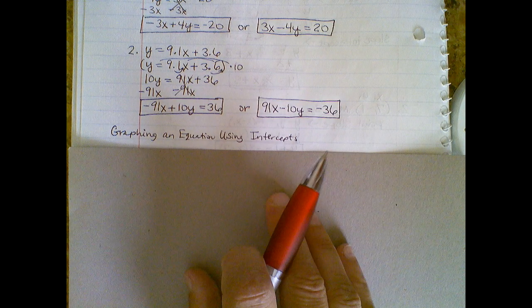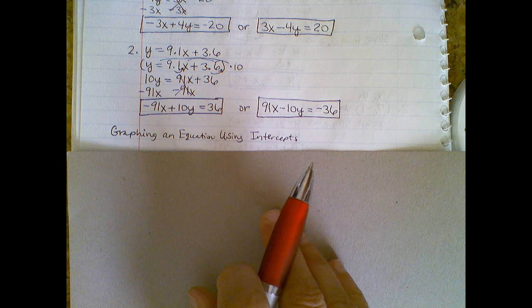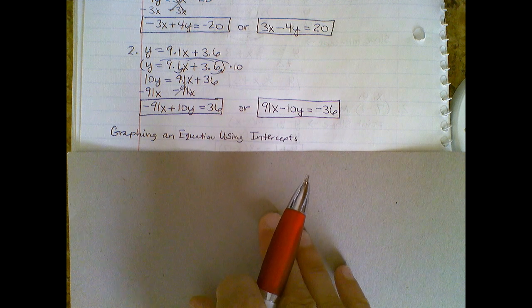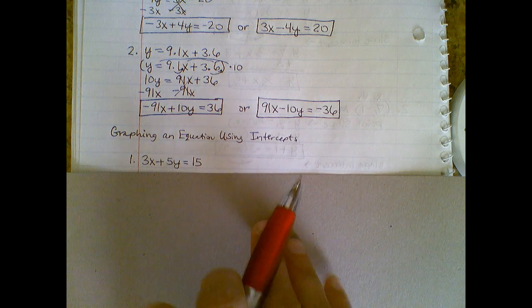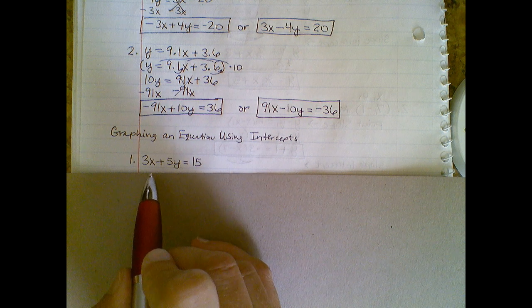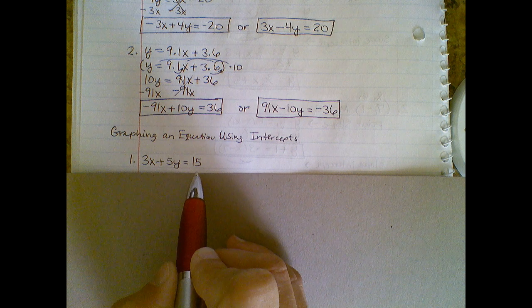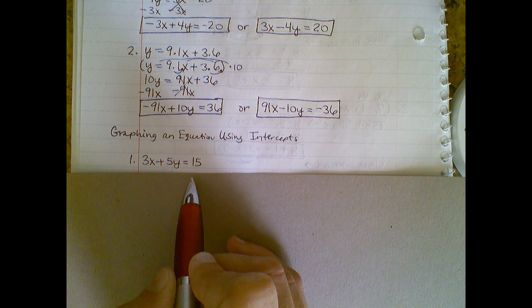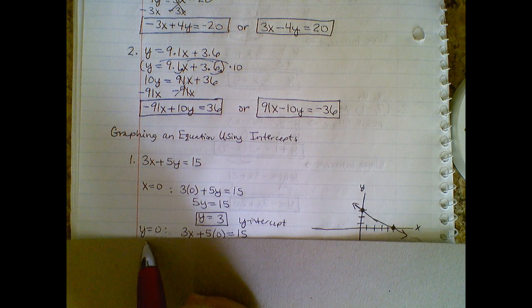The next type of problem that we're going to talk about is how to graph equations using their intercepts, their x-intercepts and their y-intercepts. So this method works really, really nice if it is in standard form. So this equation that I'm giving you is in standard form. I have ax plus by equals c. So how we find the x and y intercepts, we're going to plug in 0. We're going to plug in x equals 0, and then we're going to plug in y equals 0.